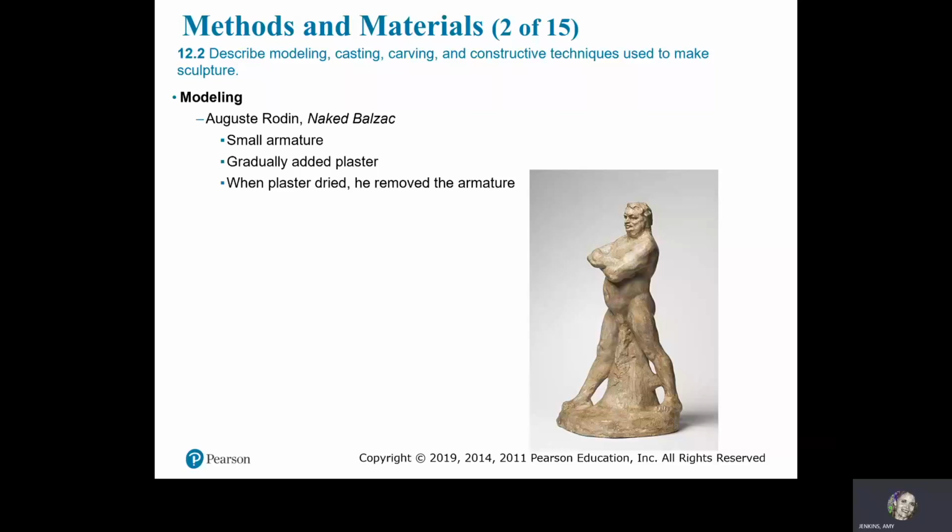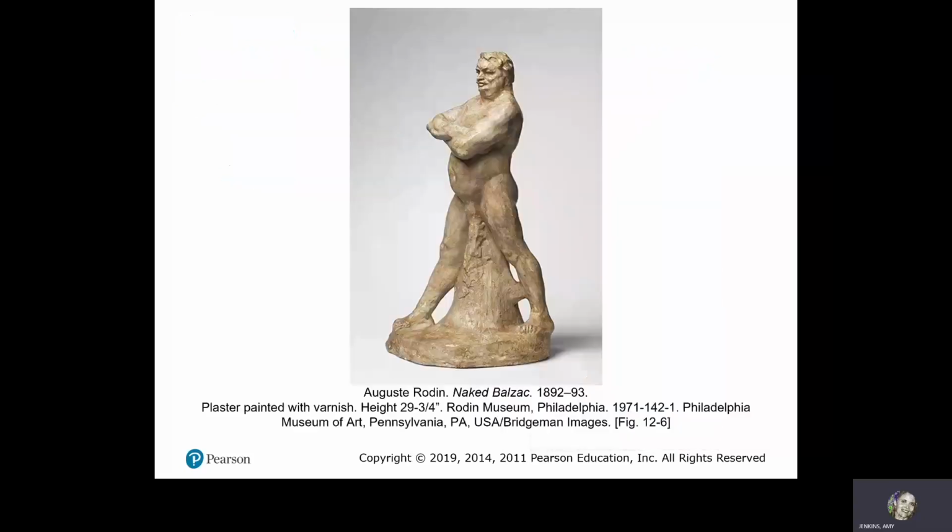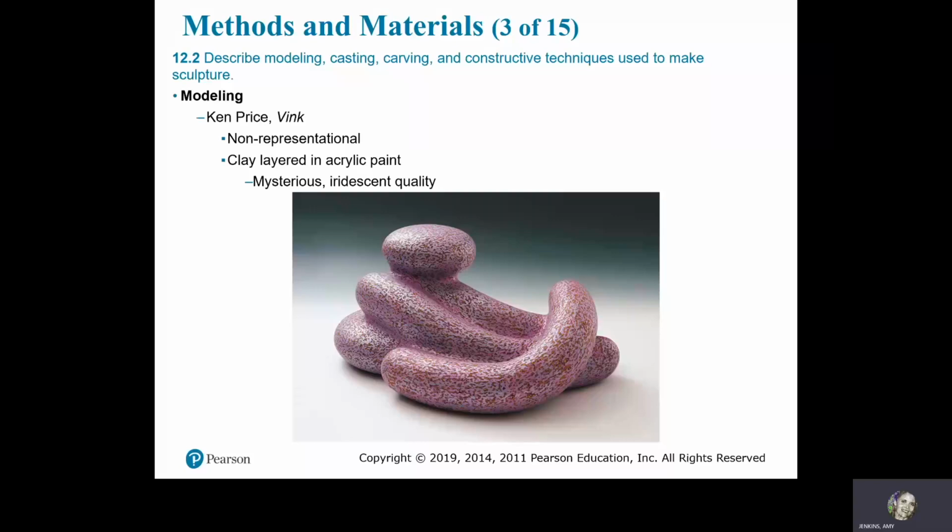Modeling, Auguste Rodin, Naked Balzac. A small armature. He gradually added plaster to the armature, and when the plaster dried, he removed the armature. Modeling example, Ken Price, Vink. It's non-representational. It's clay layered in acrylic paint. It has a mysterious iridescent quality.